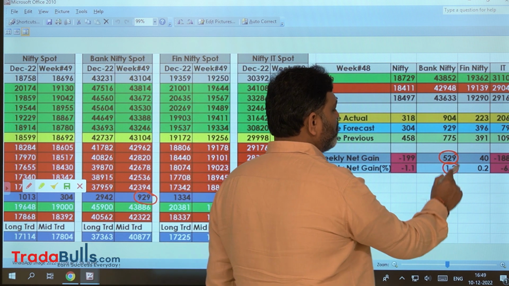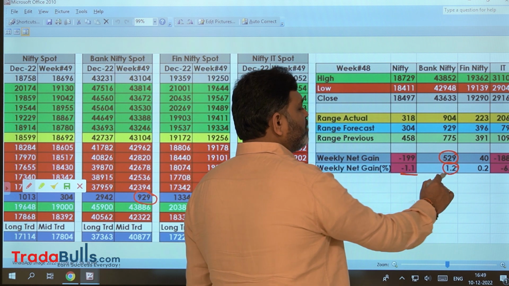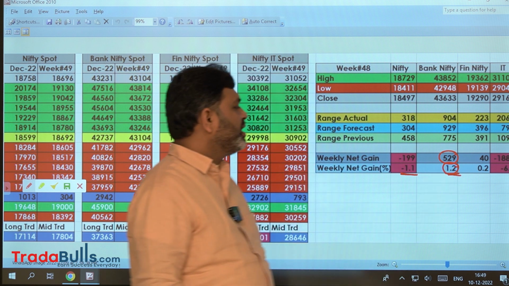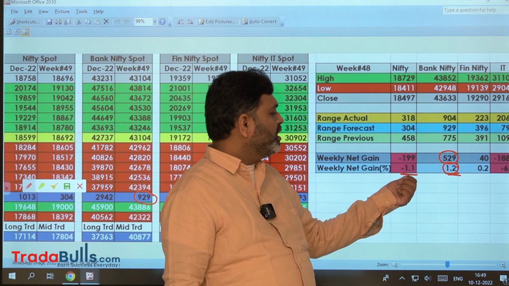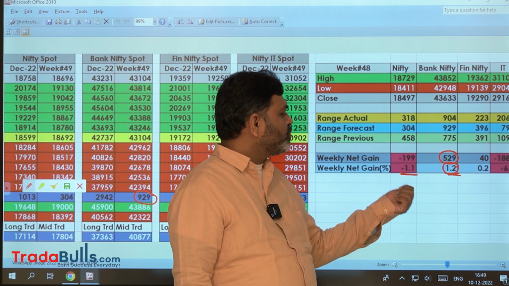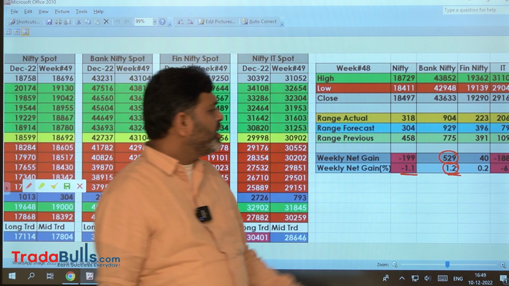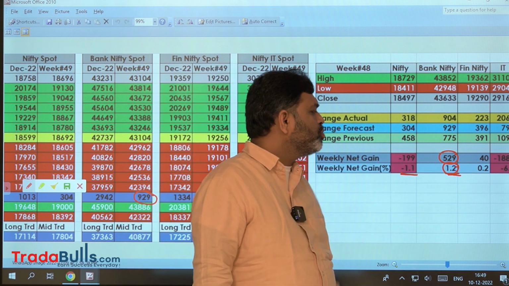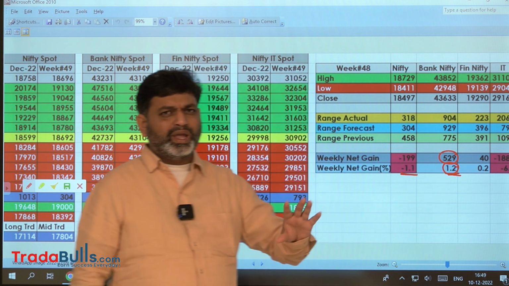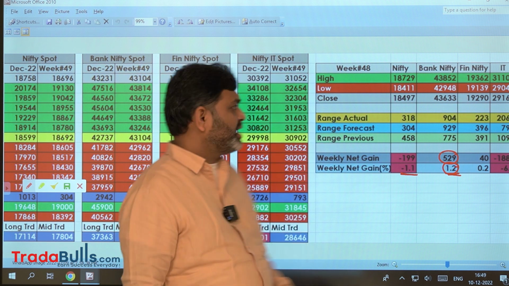it's 1.2 percent. So both Nifty and Bank Nifty are moving in opposite directions. Nifty's weekly net percentage was minus 1.1 percent, whereas Bank Nifty's weekly net percentage was 1.2%. Both are going in opposite directions actually.